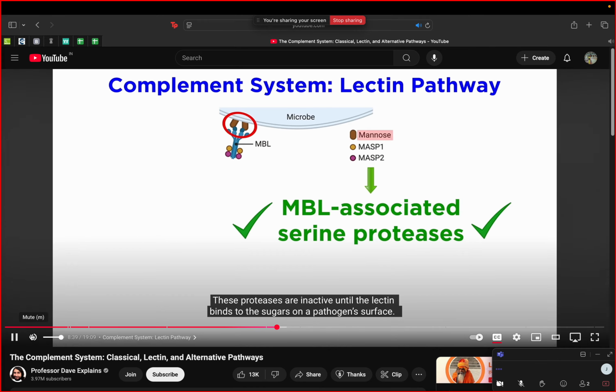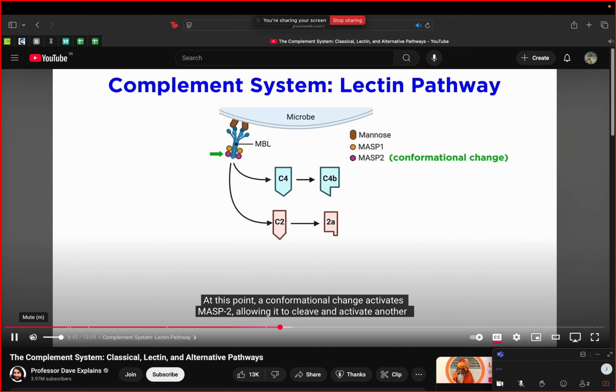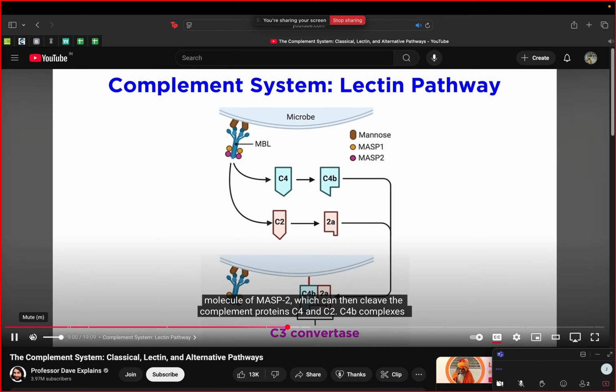Serine proteases are inactive until the lectin binds to the sugars on a pathogen's surface. At this point, a conformational change activates MASP2, allowing it to cleave and activate another molecule of MASP2, which can then cleave the complement proteins C4 and C2. C4b complexes with C2a to form the C3 convertase, and here the pathway converges with the classical pathway.